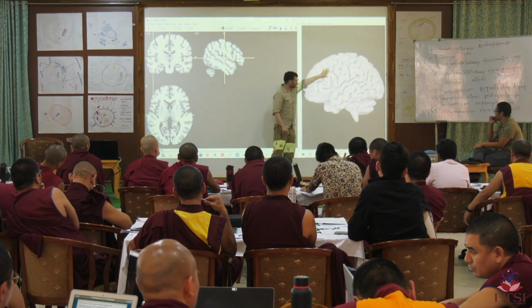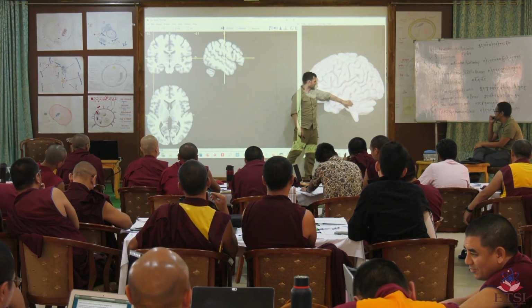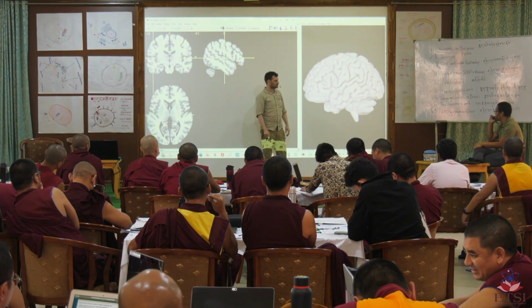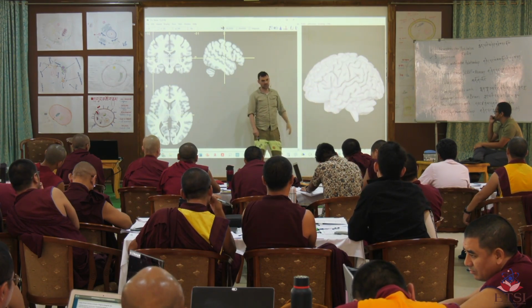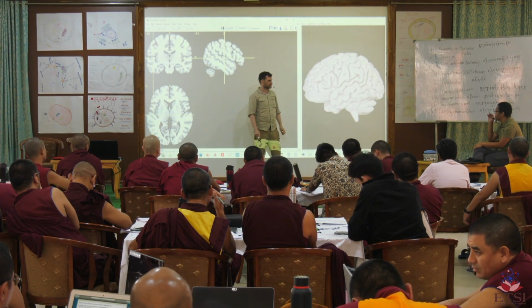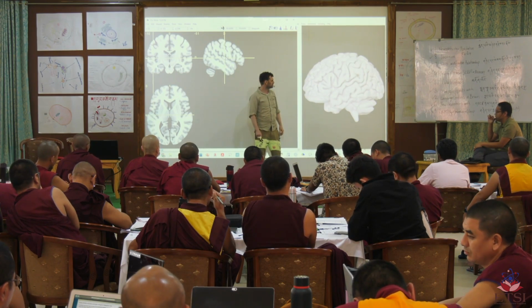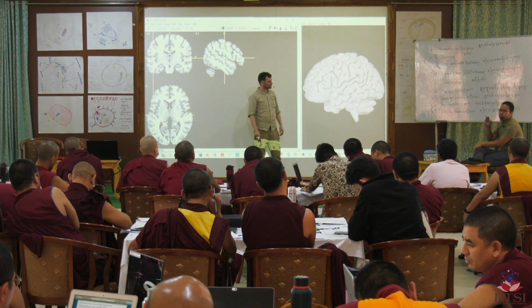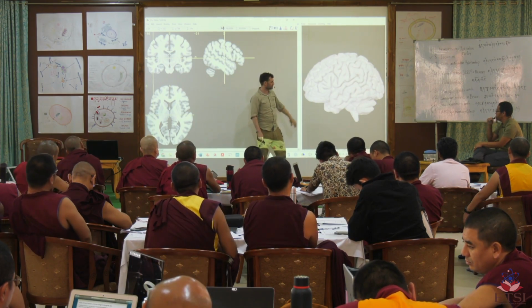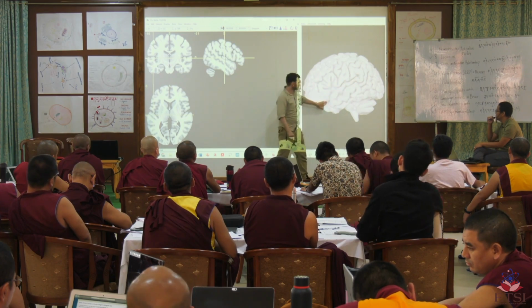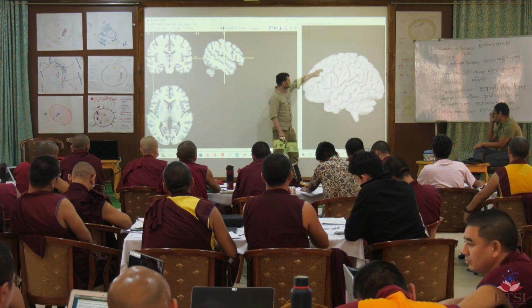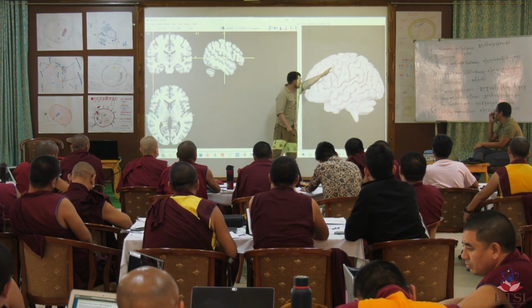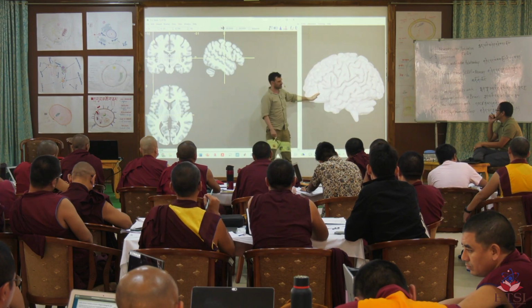So we have the frontal lobe and the temporal lobe. And both of them are split into three major gyri. So you have this superior, middle, inferior temporal, superior, middle, inferior frontal.